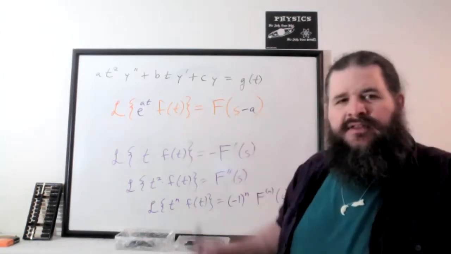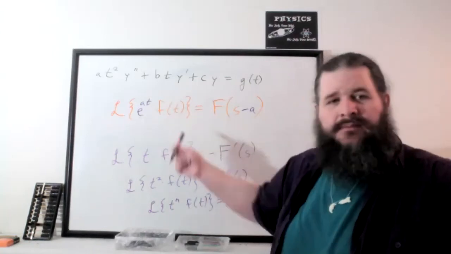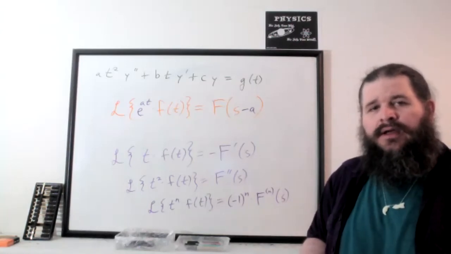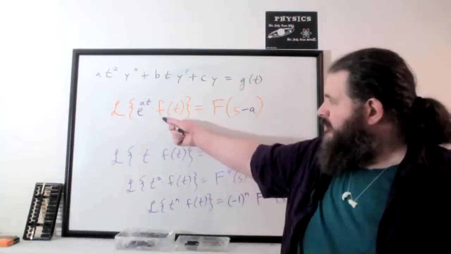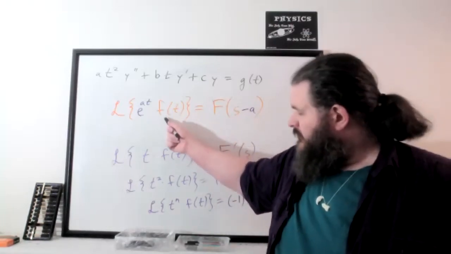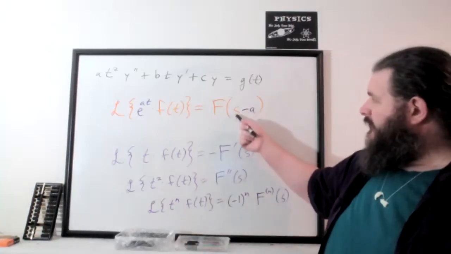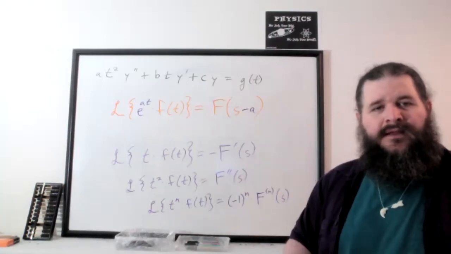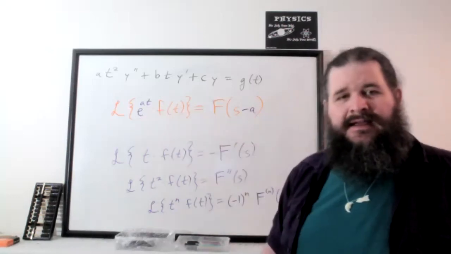And this is basically the same idea as when we had e to the at sine bt or e to the at cosine bt. It looked the same as it was for just sine alone or just cosine alone, but with every s replaced by s minus a. Same idea here. If you've got some function of t and its Laplace transform is a function of s, multiplying the function of t by e to the at is effectively the same as replacing s with s minus a everywhere it shows up in the Laplace transform itself. So you can use that as a shortcut anytime you've got a function multiplied by e to the at.